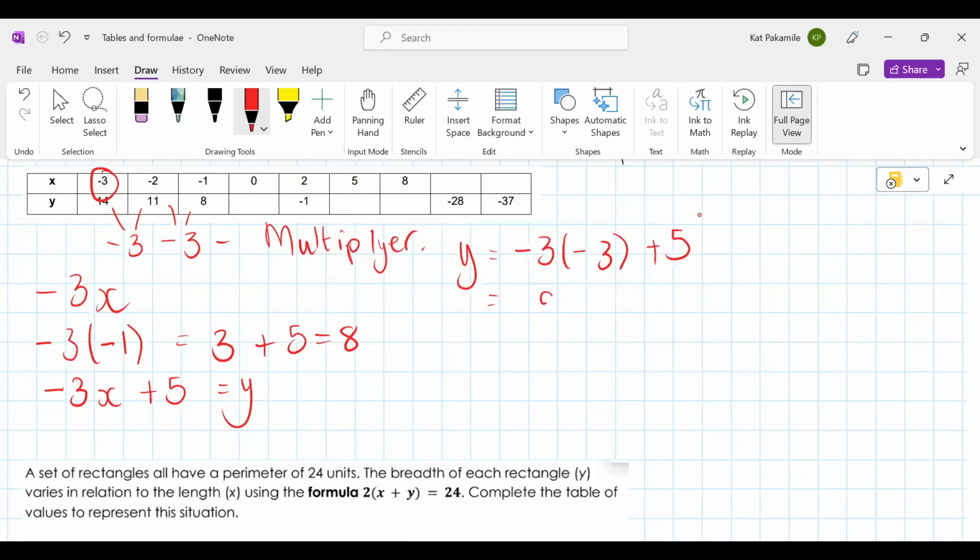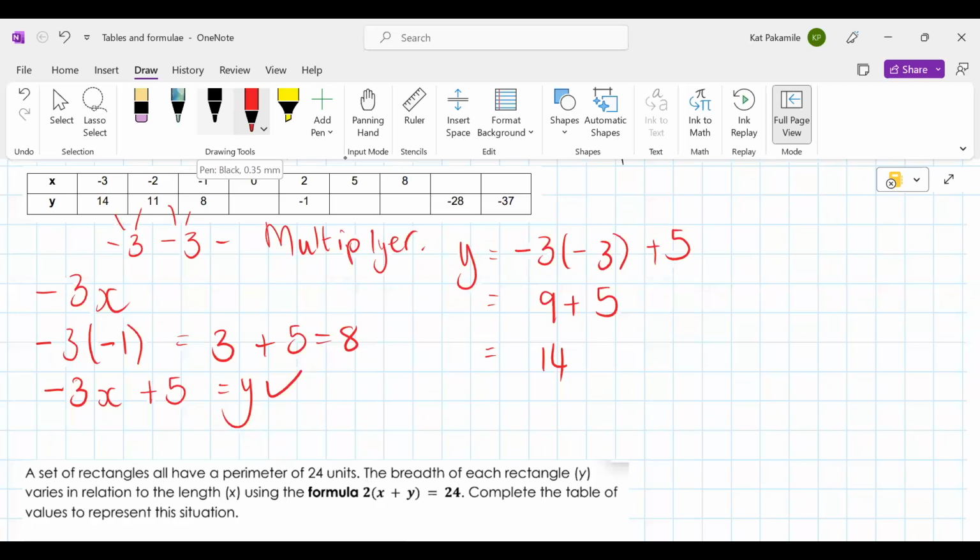And what's 9 plus 5? That's 14. Is that the output we want? Look in the table, ma'am. Yes, it is. So our formula is correct. Do you agree? Yes. So now we know our formula is -3x plus 5.